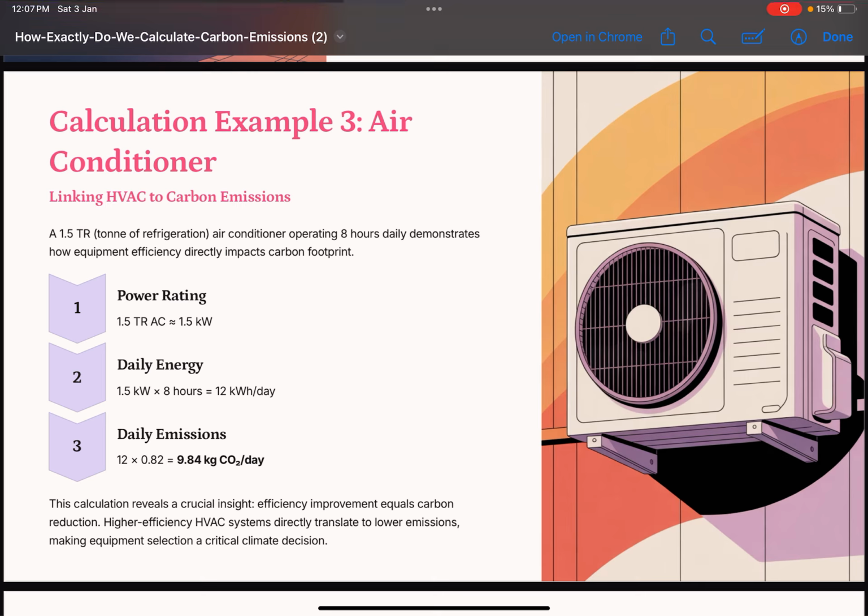And then if the AC is operational for 8 hours, we multiply by 8 and get 12 units per day. And this 12 units per day, if you multiply by the grid emission factor, that gives us 9.84 kgs of CO2 per day. Now, why is this scope 3? Because we are assuming that this AC is outside the industry, right? If the AC was within the industry, then we had already accounted for this emission because the electricity consumed is taken care of. I hope this is clear to you.